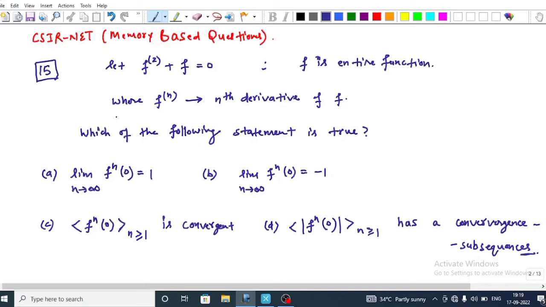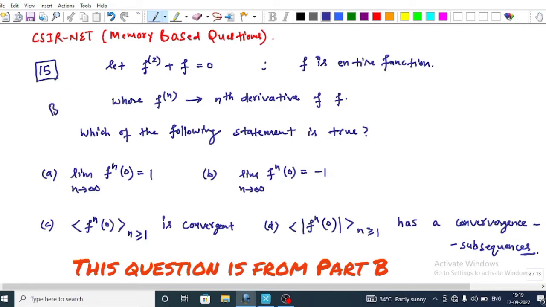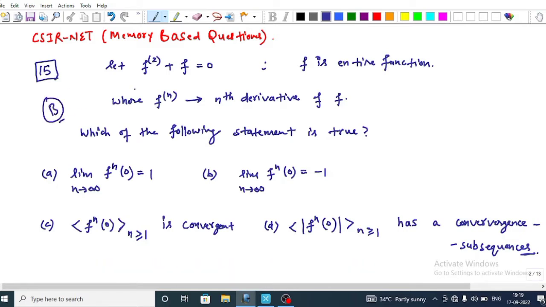Everyone, in this video we will discuss the memory-based question of CSIR-NET, question number 15. This is a Part B question. Let f'' + f = 0, where f is an entire function and f^(n) denotes the nth derivative of f. Now in the question, which of the following statements is true?